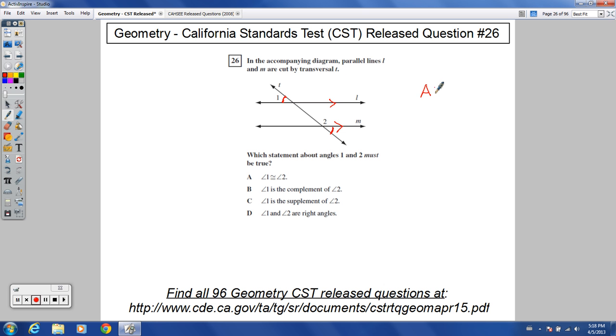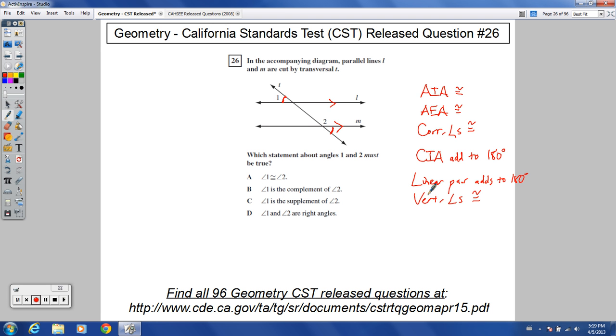We know that alternate interior angles are congruent. We know that alternate exterior angles are congruent. We know that corresponding angles are congruent. We know that CIA, consecutive interior angles, add to 180 degrees. A couple other things we know is that a linear pair adds to 180 degrees, and we also know that vertical angles are congruent. So these are a bunch of things we know. When we have transversals and parallel lines, we can say all these things are going to be true.